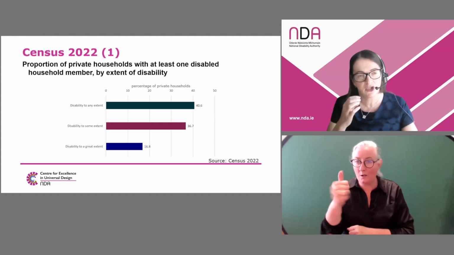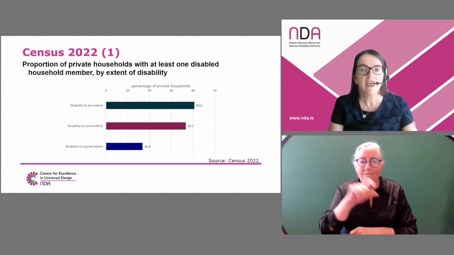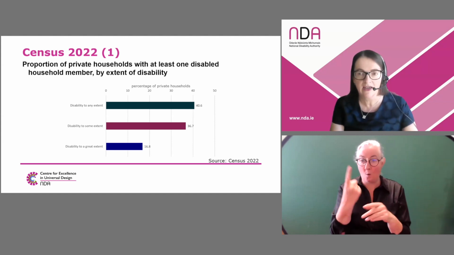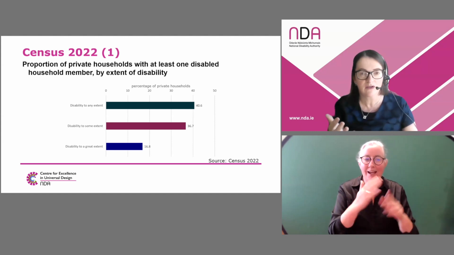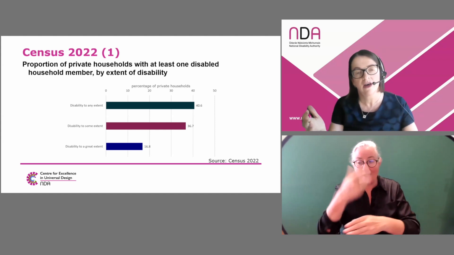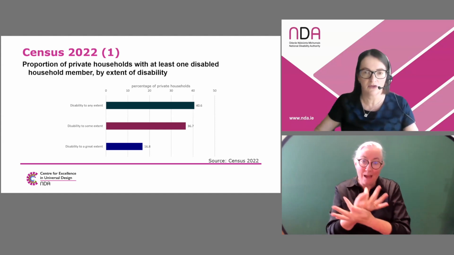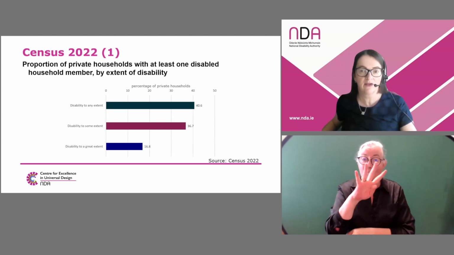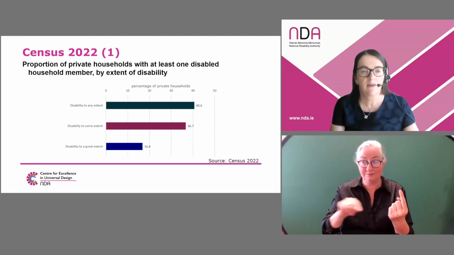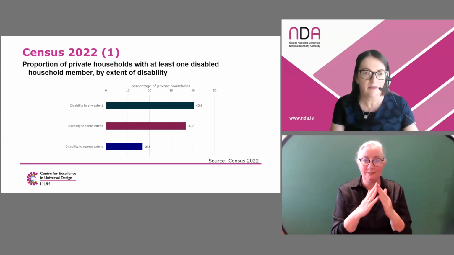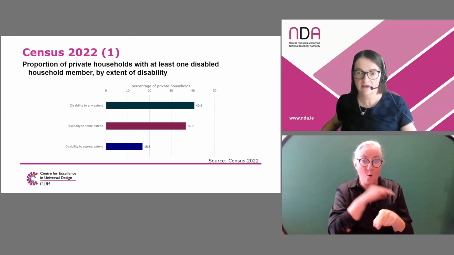But the graph on screen shows a slightly different statistic. It shows the number of households with at least one disabled person living in them. And I think that's a more useful way to look at the data because we know that disability is something that impacts on families as well as individuals. The census found that 40% of households have at least one disabled person living in them. And I think that's quite a significant statistic from our census.